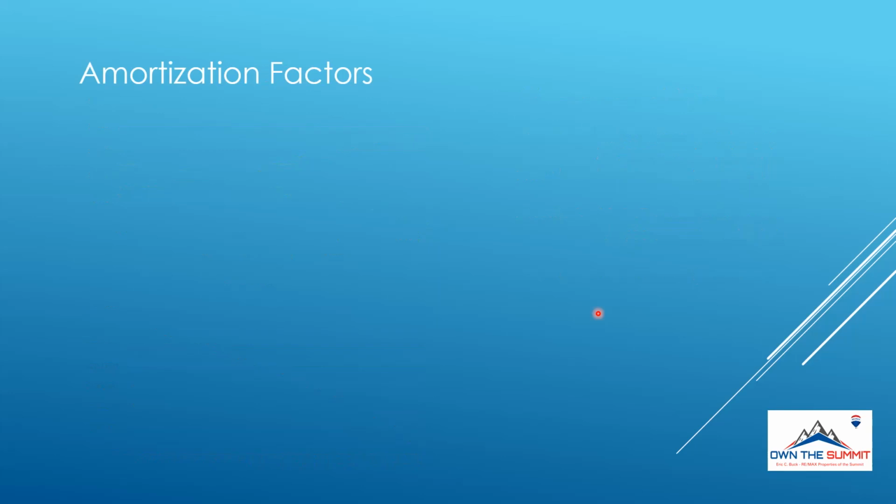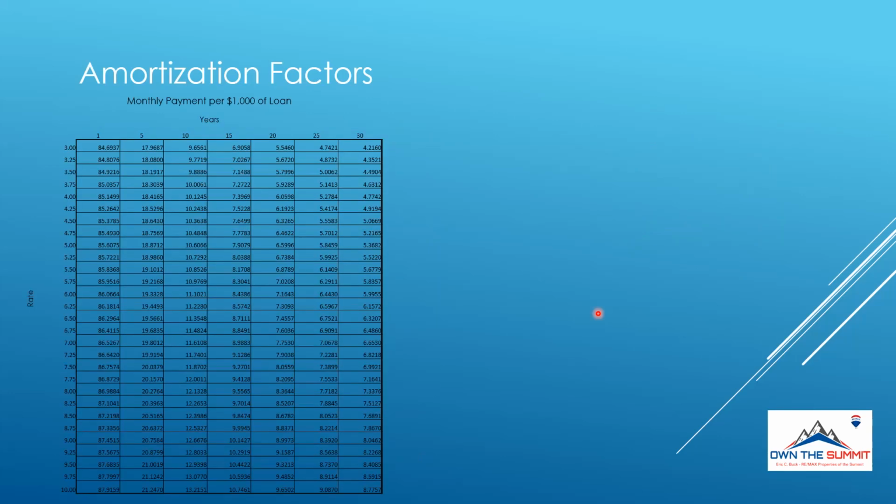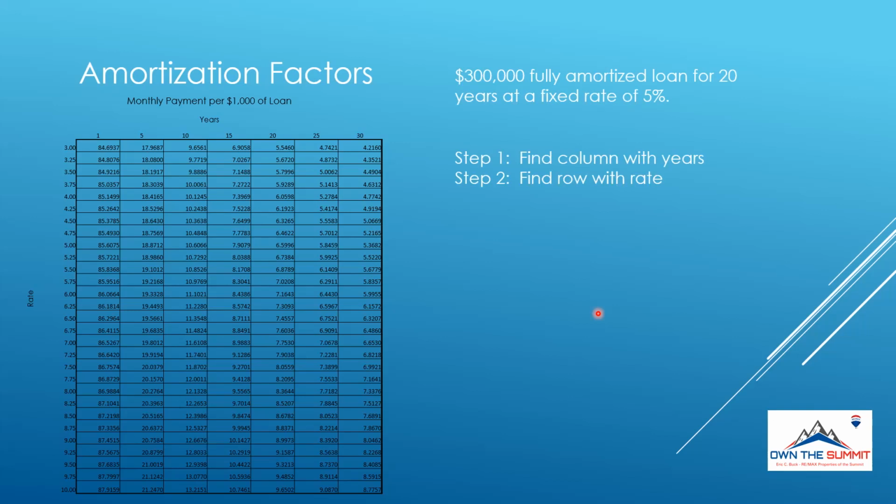So, how did we get to that payment number? Well, on your test, they're either going to give you an amortization table, which looks like this table here, or they're going to give you the amortization factor. The factor is the monthly payment per $1,000 of loan. So let's look at our example again. $300,000 fully amortized loan for 20 years at a fixed rate of 5%.